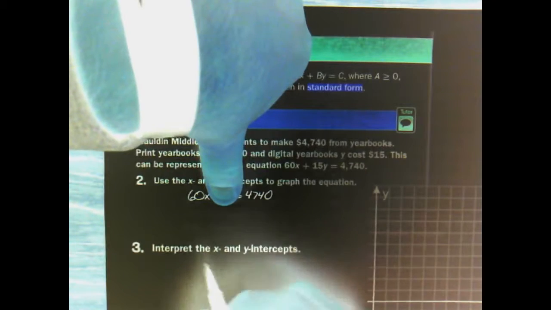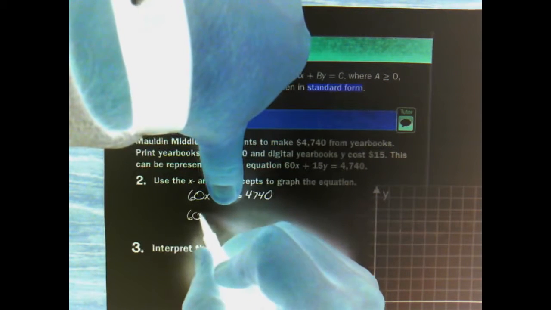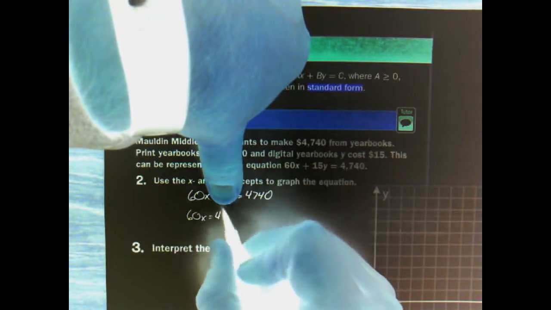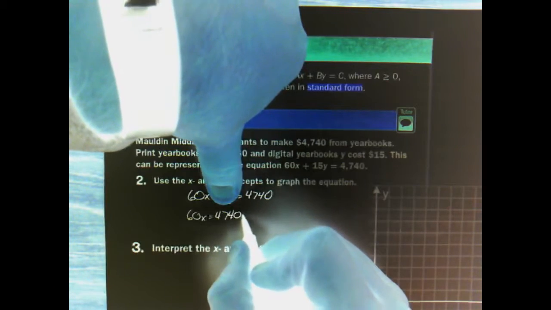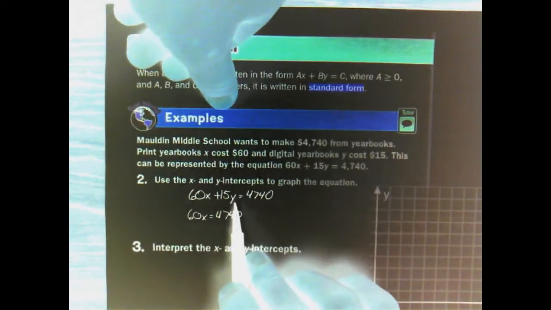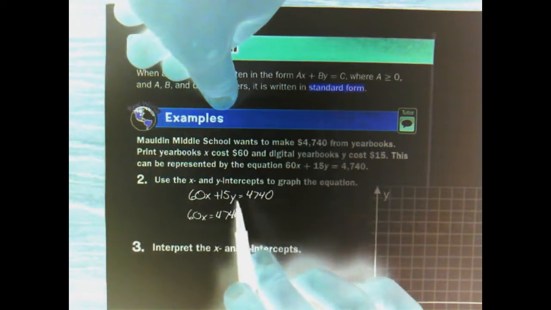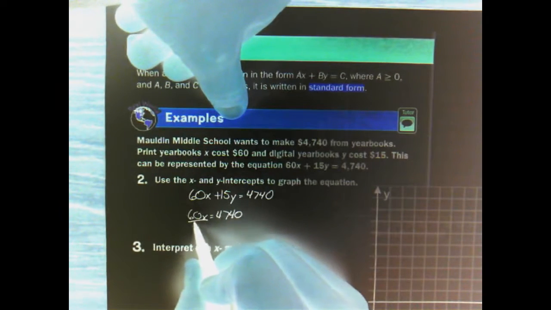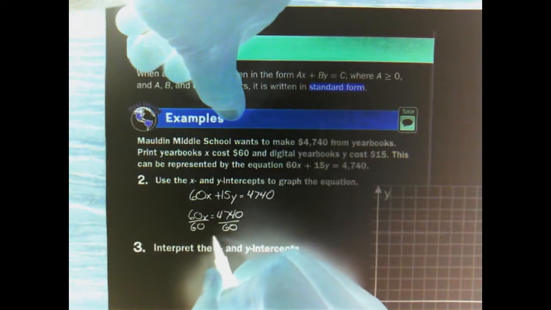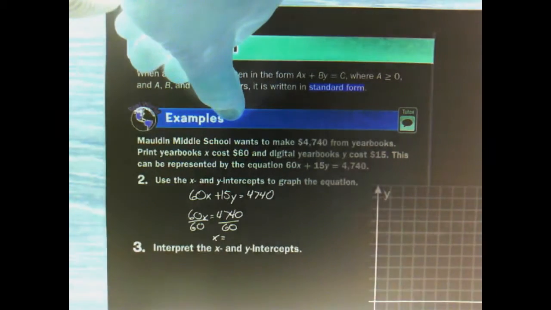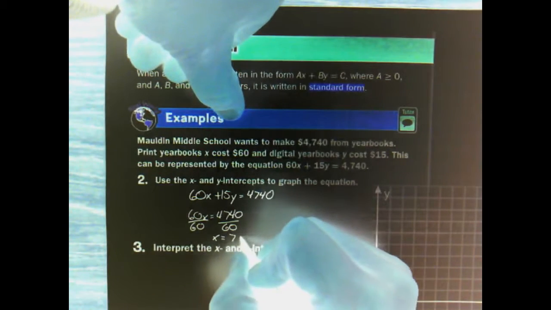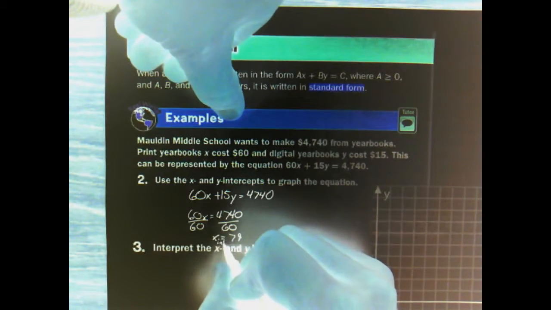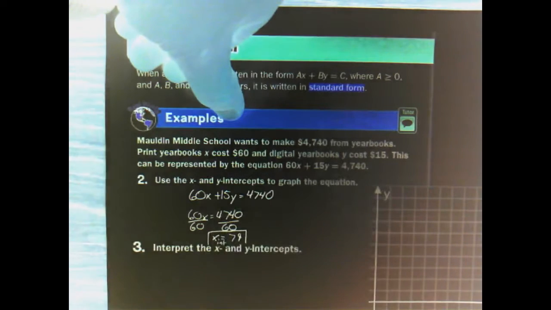So to find the x-intercept, I solve the equation 60x is equal to 4740. Because plugging 0 in for y is essentially taking that out of the equation. So I really have 60x equals 4740. If I divide both sides by 60, I get x to be 79. So my x-intercept is 79.